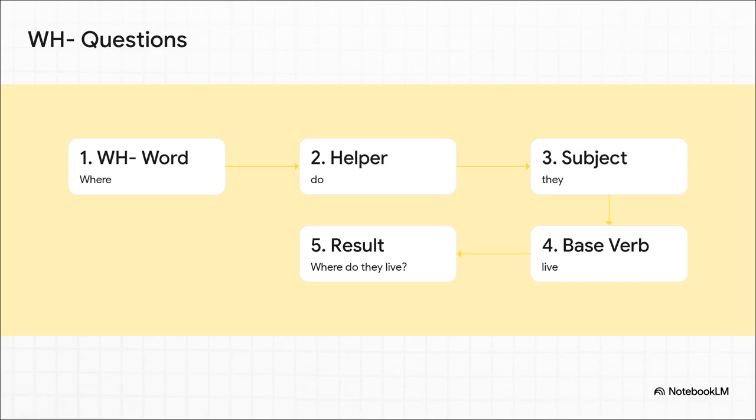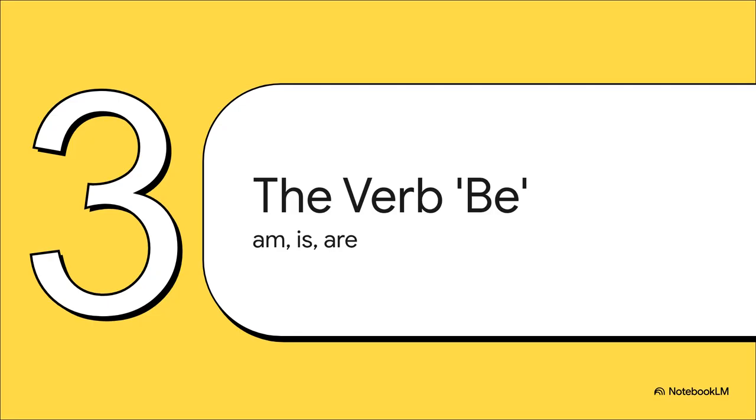You've got your question word, say where. Right after that, you slot in your helper, do or does. Then comes the subject, and then the plain old base verb. Boom. Where do they live? It's a pattern that works every single time. All right, so we've got the main engine down.